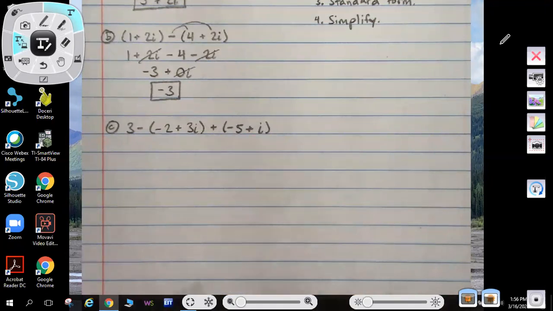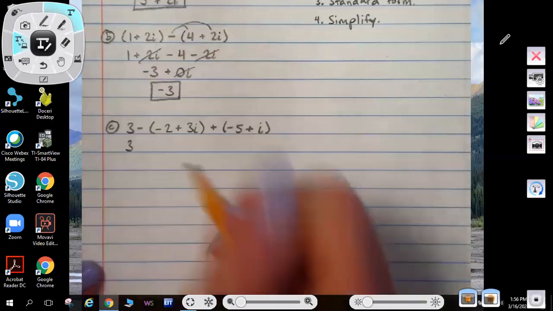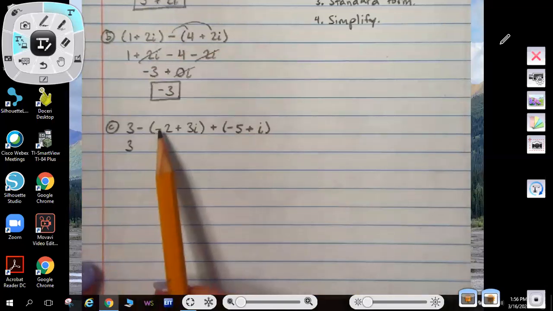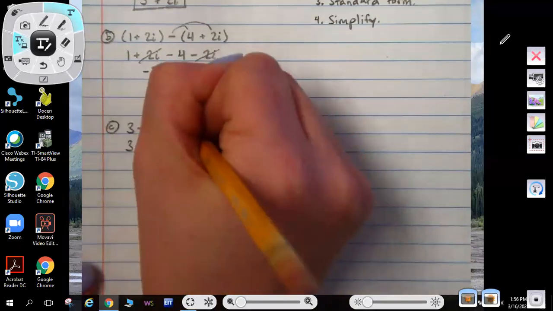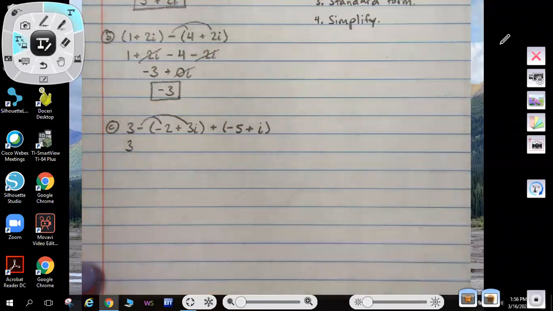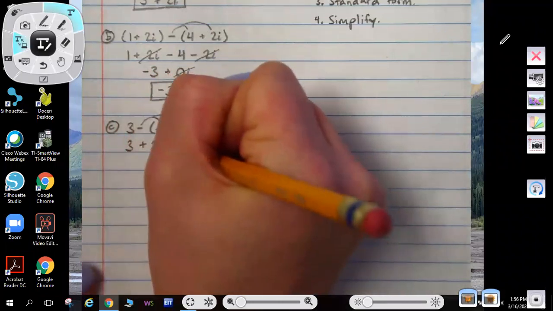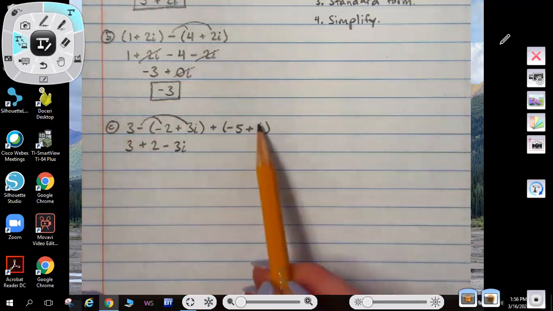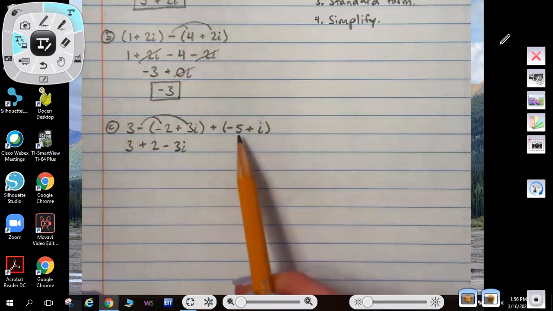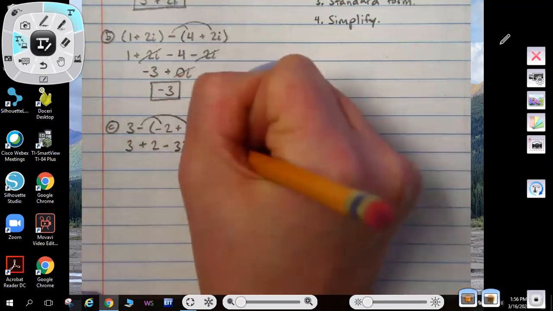So to get rid of the parentheses, first of all, this 3 that's out in front is just going to stay. In front of this set of parentheses, we have a minus, which is going to change things. So we distribute the minus sign to get plus 2 minus 3i. The plus sign in front of this set of parentheses doesn't change anything, so we can just drop the parentheses and write minus 5 plus i.